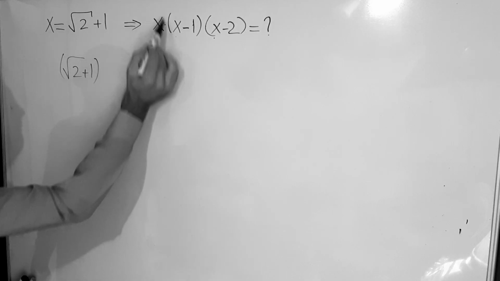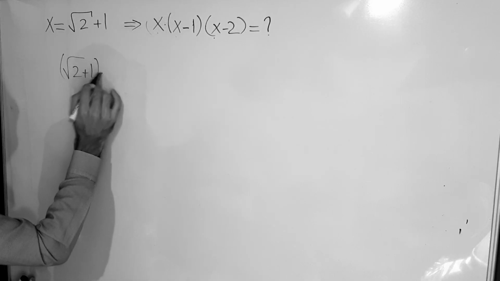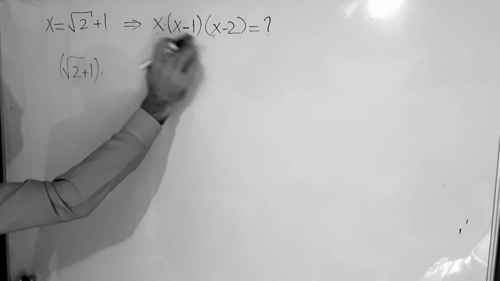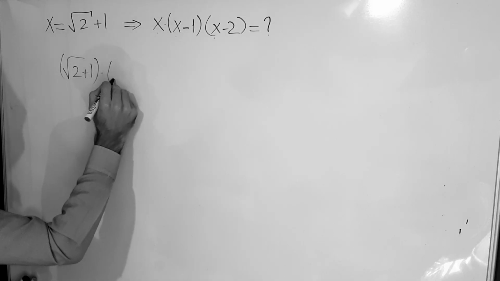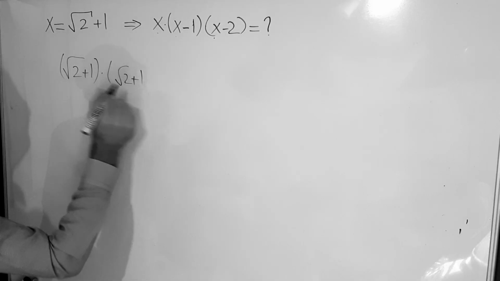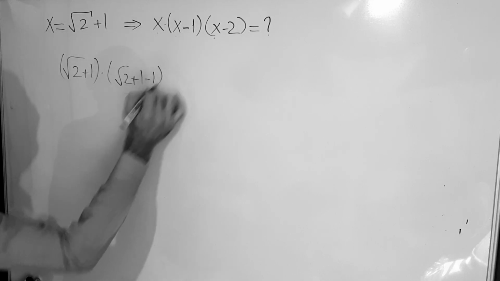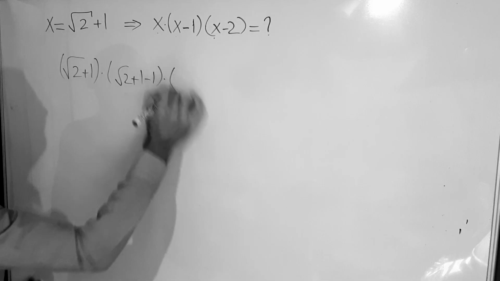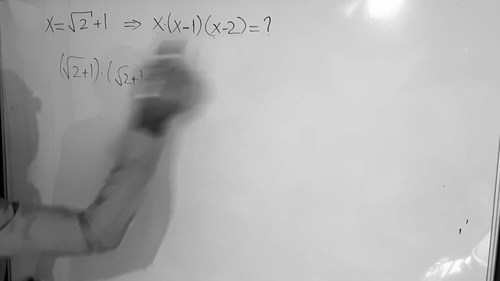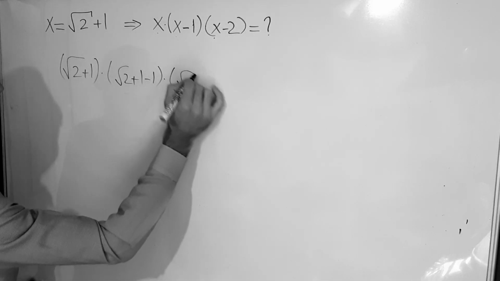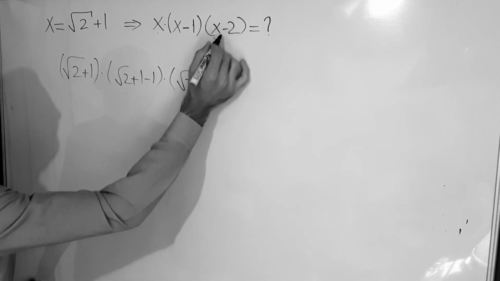We replaced x with its value. Now we substitute x again here, square root of 2 plus 1 minus 1. Continuing on, we replace the last x with square root of 2 plus 1, and we have minus 2 at the end.